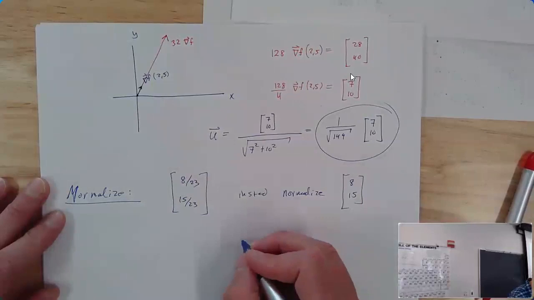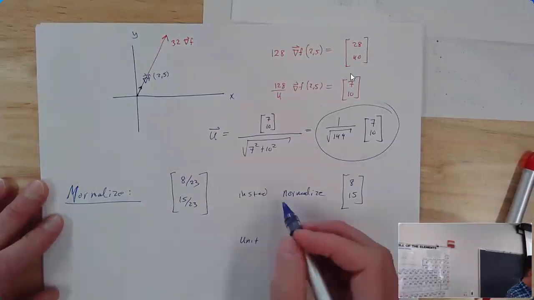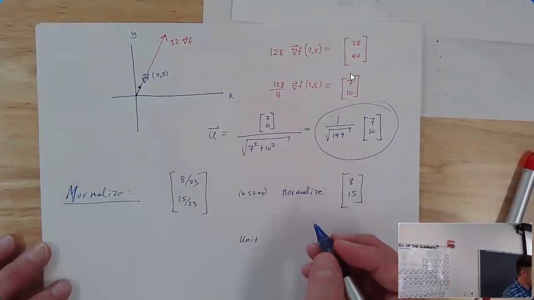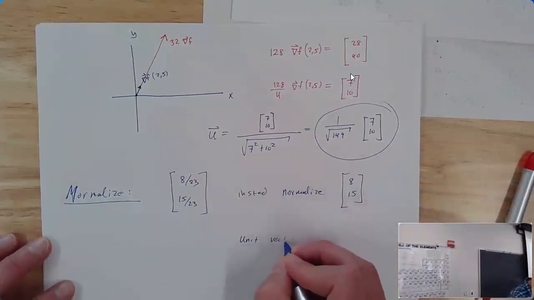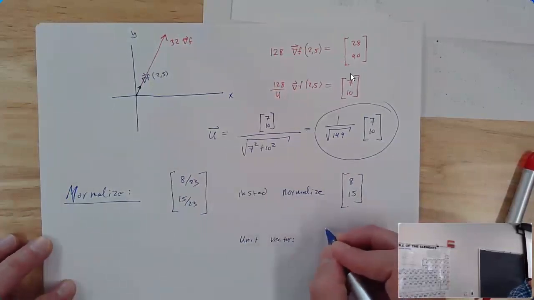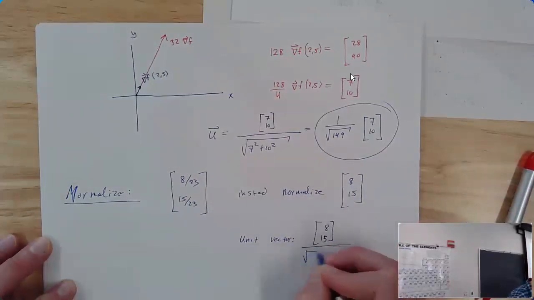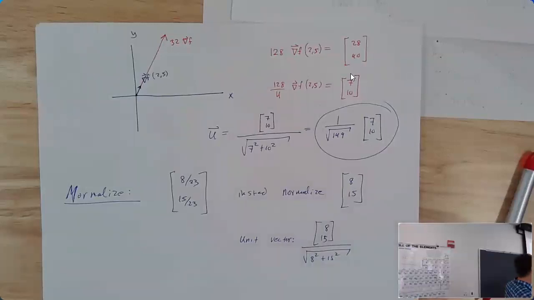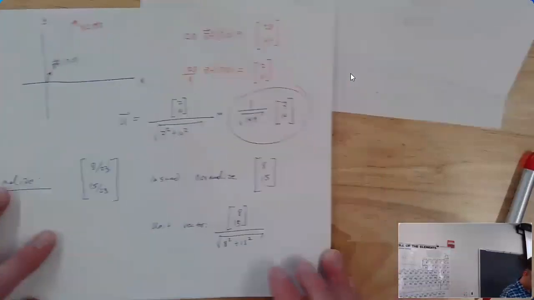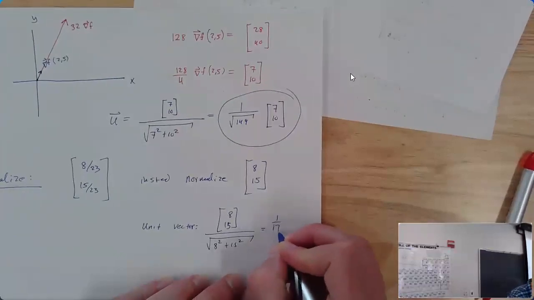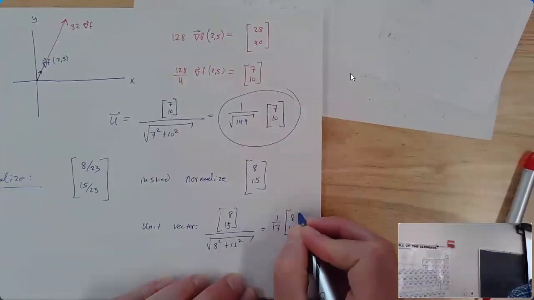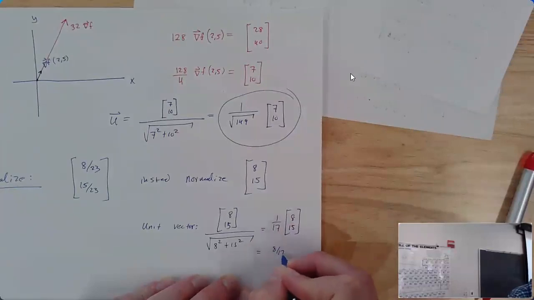So the unit vector, and normalizing is the name of the process where you find a unit vector in the same direction. So our unit vector is going to be the vector (8, 15) divided by the square root of 8 squared plus 15 squared, which actually ends up being 17. It's the square root of 289, which is 17. So it ends up being just 1 over 17 times (8, 15). Or if you like, (8/17, 15/17).